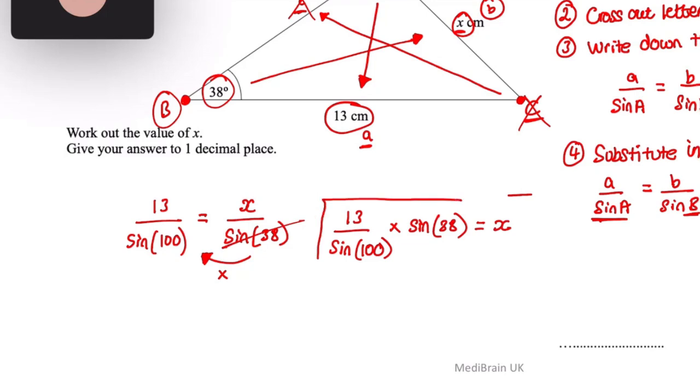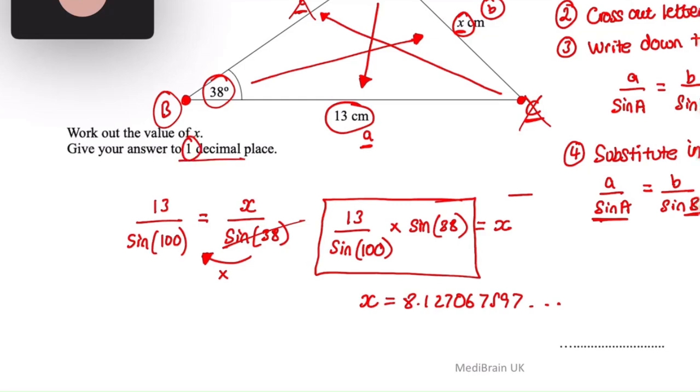So this is what you can type into your calculator: 13 over sine 100, multiplied by sine 38, close your brackets, and that's going to give you x as 8.127067597... It does say to one decimal place, so we're going to round it. So we get x equals 8.1 centimeters as our final answer.